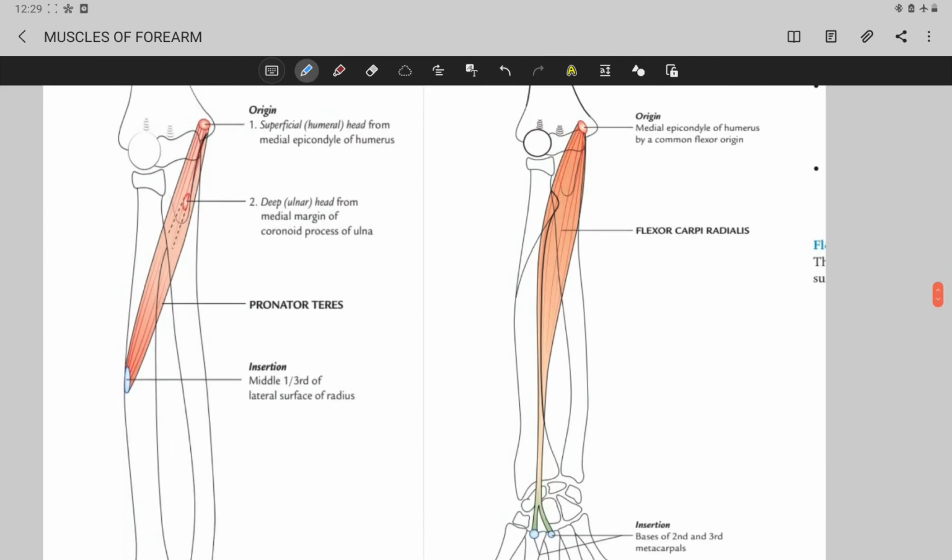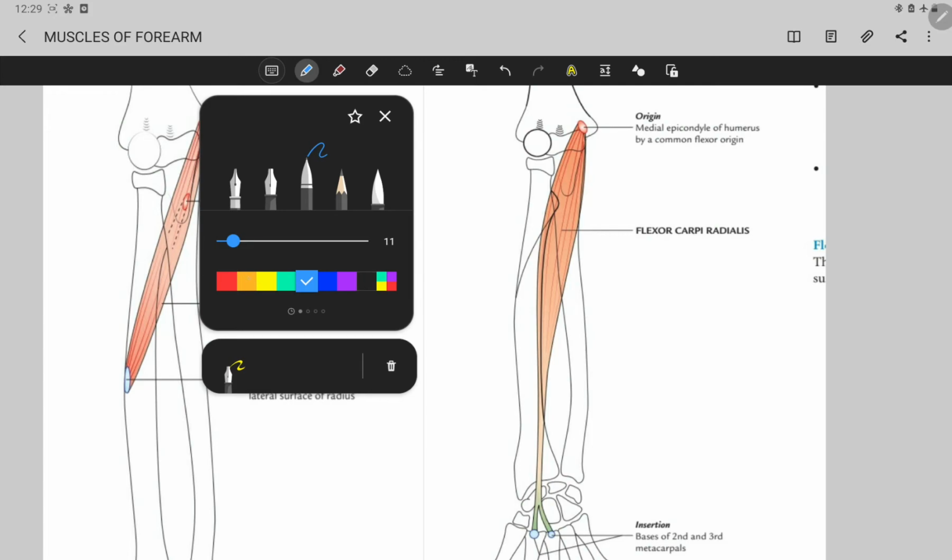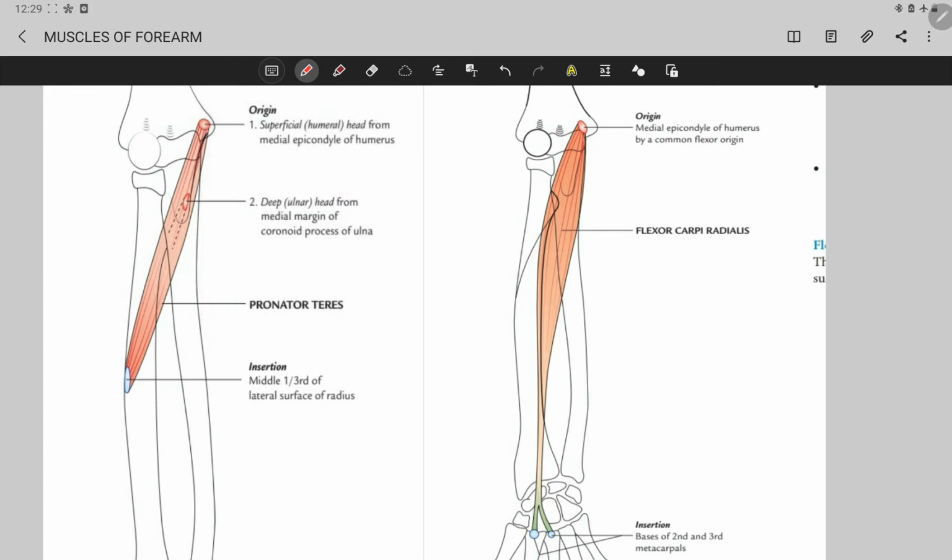First of all I'm going to talk about the two or three key points about pronator teres. Pronator teres is forming the superficial muscles of the anterior forearm. First, its origin: pronator teres has two heads, superficial head and deep head.